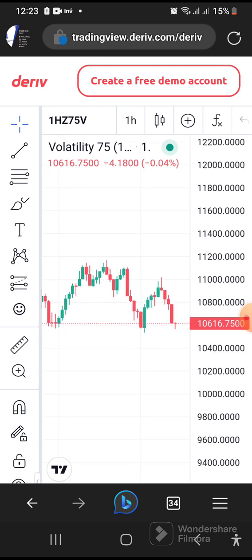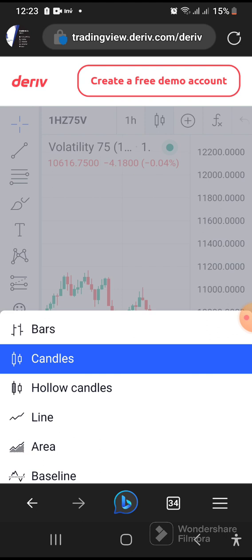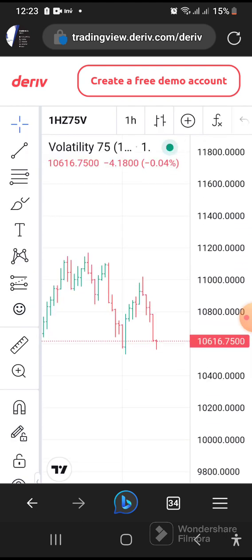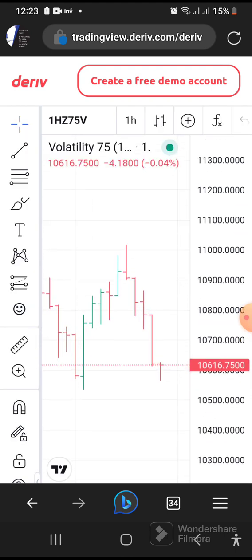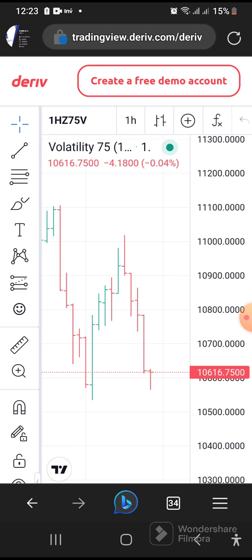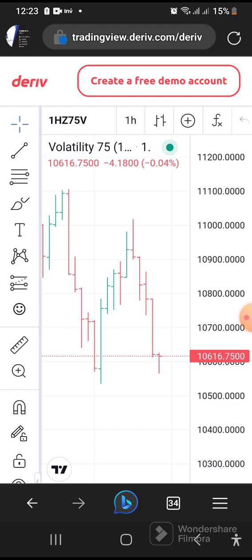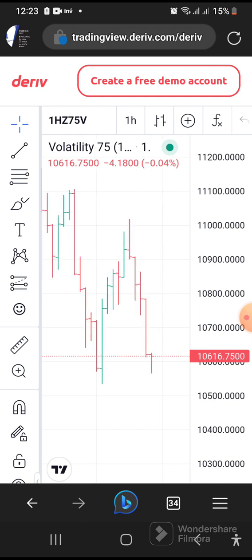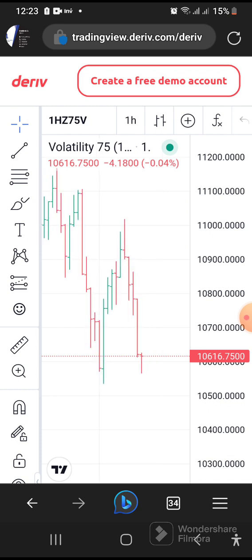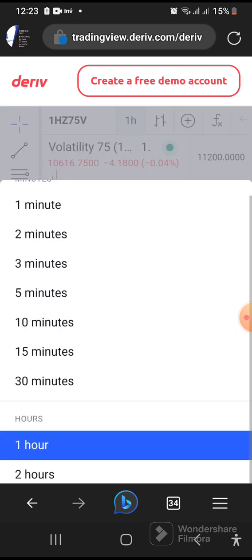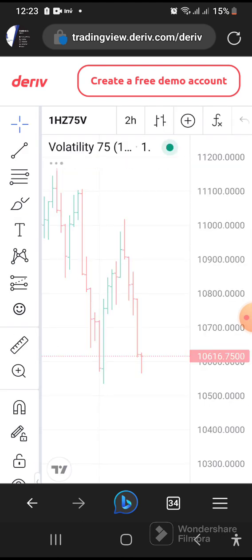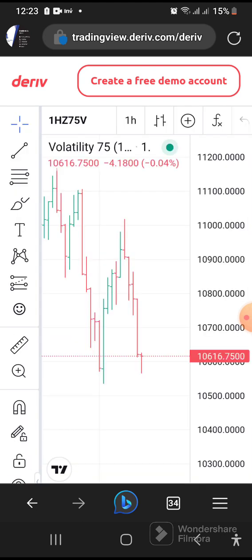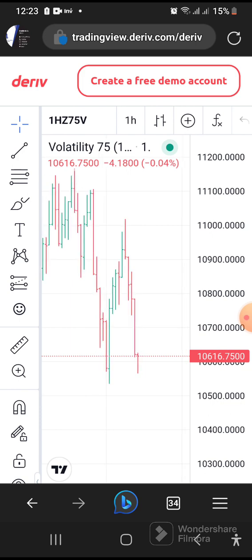Normally what I do is switch from the candlestick chart to the bar chart. That way it's much clearer. I can see my open, my close. I can see my price action, and I can most definitely identify what price is currently doing at this present time. This is a 1 hour time frame. I can see what price is doing at this current point in time.